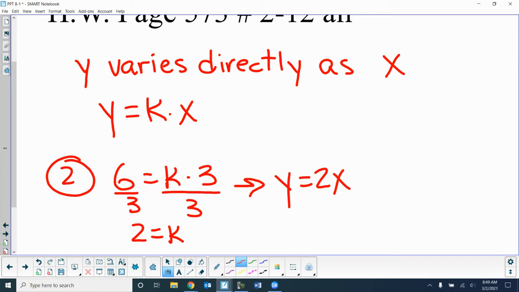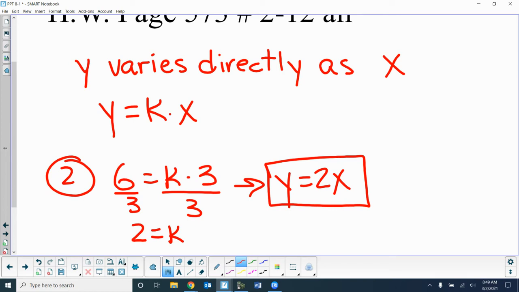Yes? Do we have to write it like that? Because I wrote it k equals 2. K equals 2, right. But then they wanted you to write the equation once you figured out k. Oh. They just wanted to do that one extra step. Okay?